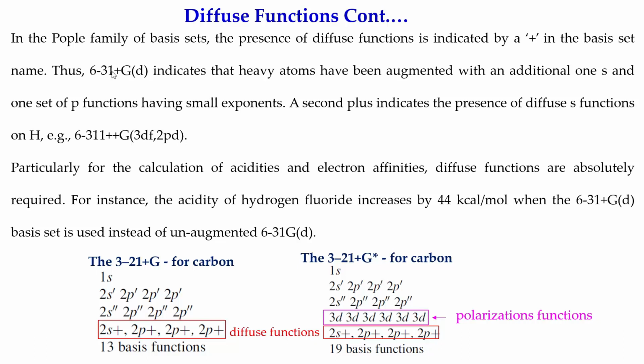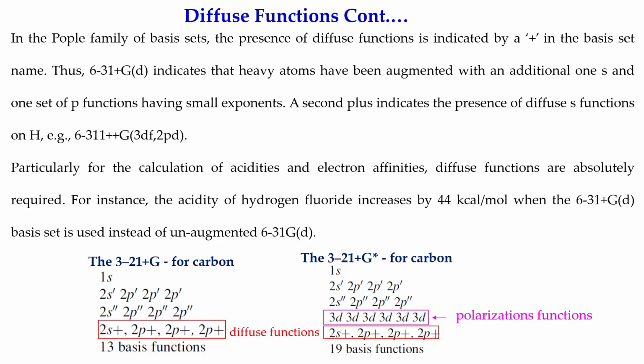But a diffuse function is indicated by a plus. If there is only a single plus, heavy atoms have been augmented with an additional s and one set of p functions having small exponents, and a second plus indicates the presence of diffuse s functions on hydrogen atoms. Particularly for calculations of acidities and electron affinities, diffuse functions are absolutely required, because you have to replicate the electron density properly.